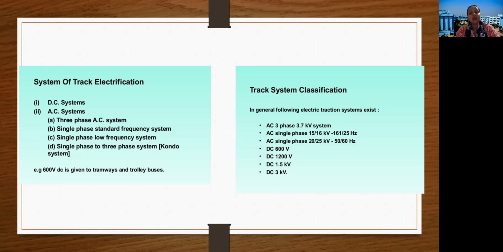These are the total types of electrification system of electric traction that are being used worldwide. Now in our India, for AC single phase AC locomotive like in Indian Railway, AC single phase 20 to 25 kilovolt 50 to 60 hertz is being used. For metro, it's DC 600 volt, and for tramline and trolley buses, it's again DC 600. So these are the systems that are being used in India.